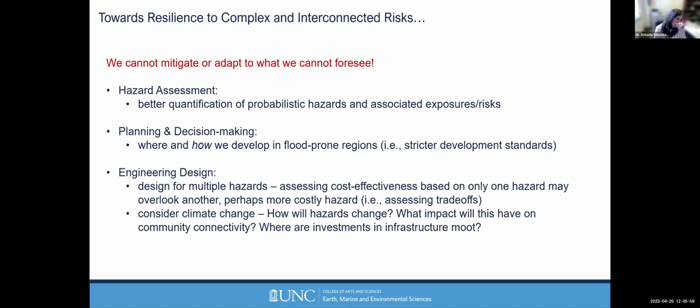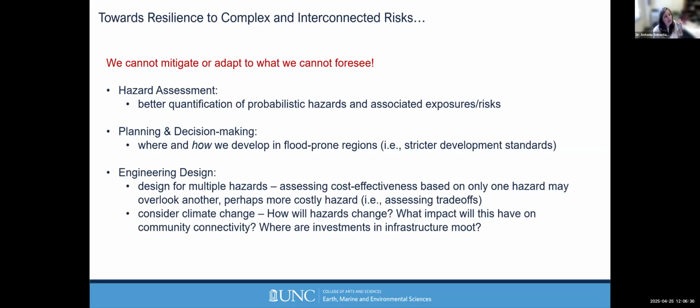So just to bring it home, I think if we really want to move toward resilience to these more complex types of hazards and all the interconnected risks that come from flooding, we can't adapt or mitigate to anything that we don't already foresee or can't predict where it might flood now or in the future. And so I would argue that we need better quantification of hazards using probabilistic approaches. We need to understand what's exposed now, what might be exposed in the future, so that we can make better decisions about where we're putting things today, and how we develop in these really flood-prone regions.